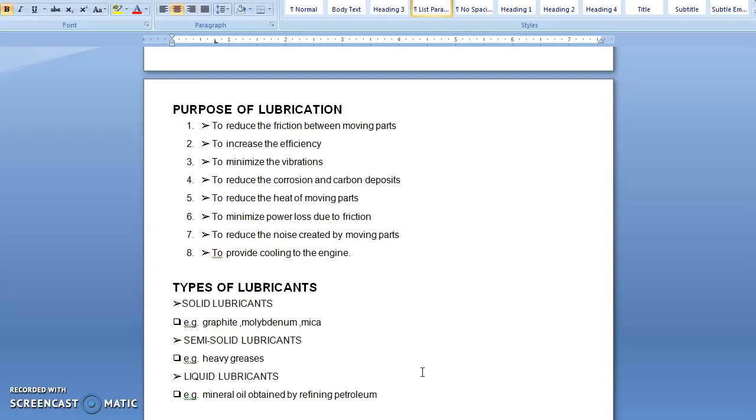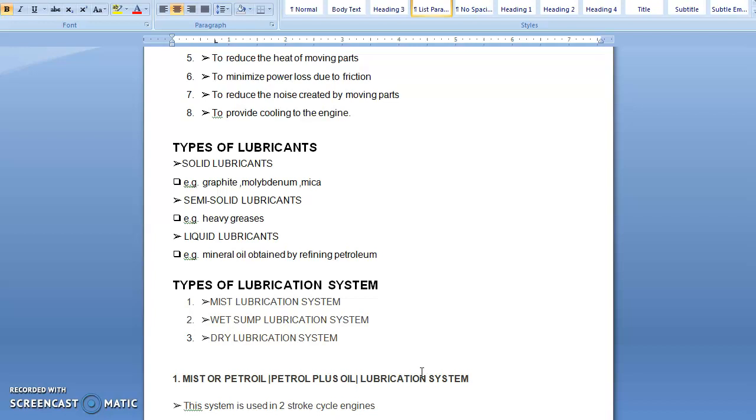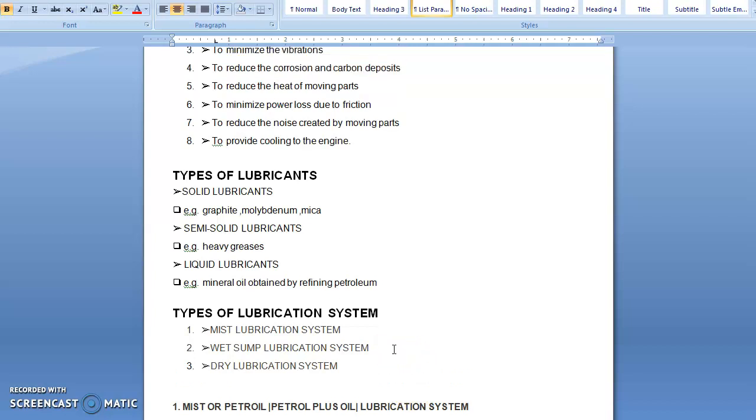Now let us discuss the types of lubrication we are using in different automobiles. These are also subdivided into three types: mixed lubrication system, wet sump lubricating system, and dry lubrication system. The mixed type lubrication system we basically use in two-stroke petrol engines, which are not used nowadays because most of the automobiles we are manufacturing now are all four-stroke vehicles.